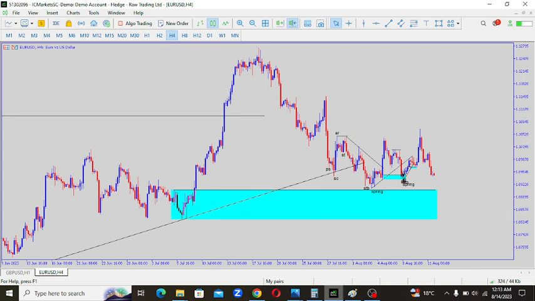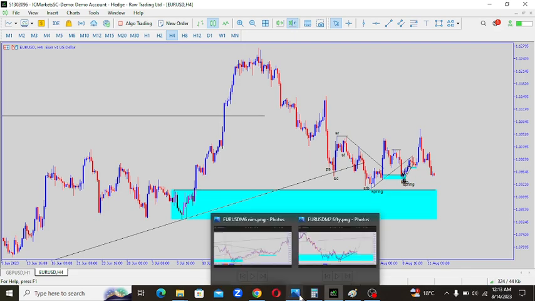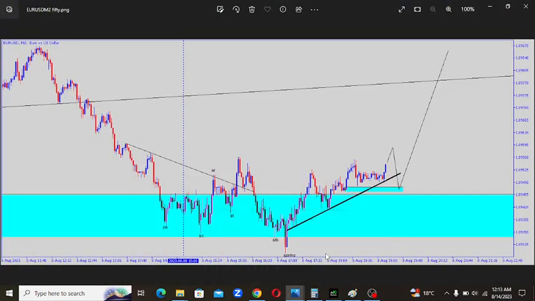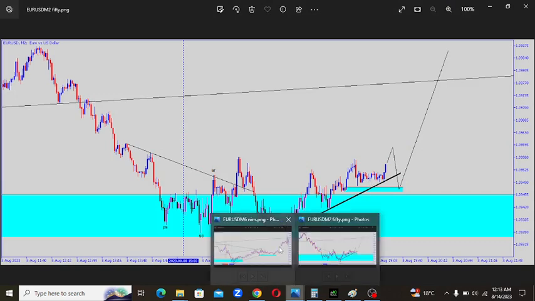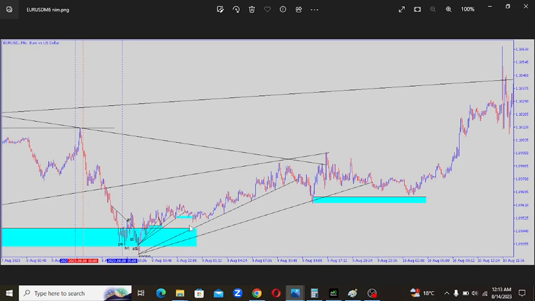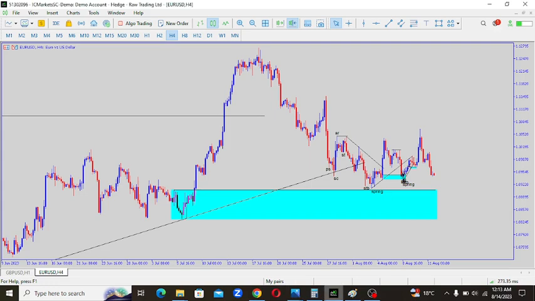It is a Euro USD, a nice trade. You see before and after the trade, it actually went for 1:50. So yeah guys, let's get to it.